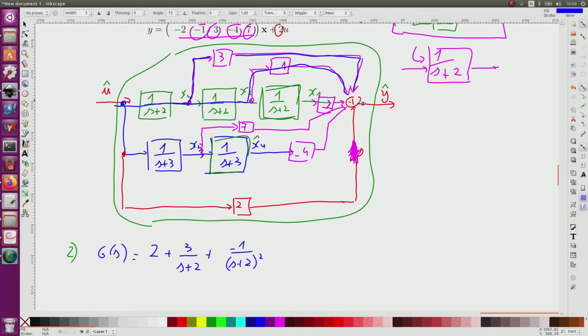Now I consider this path, so minus 2, and then I have to cross 3 times 1 divided by s plus 2. So we'll have minus 2 divided by s plus 2 cubed, because I crossed 3 times. Now this path has been considered already, so I will consider this path. I will have plus 7 divided by s plus 3. And now it remains this path. I cross this block twice, so I will have minus 4 divided by s plus 3 squared. This corresponds to the transfer function of my system.